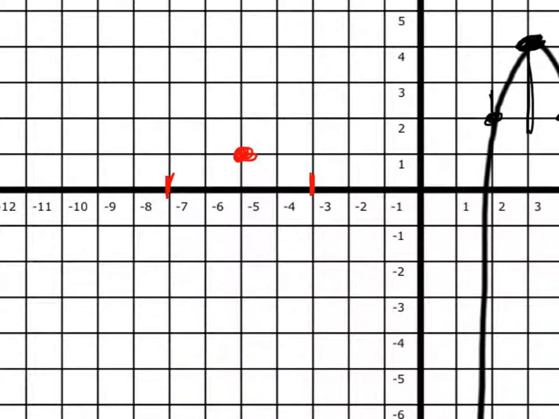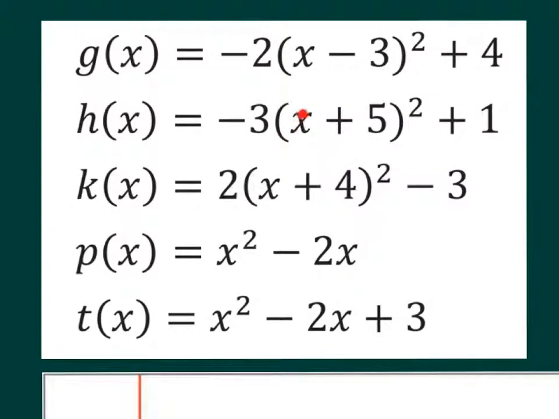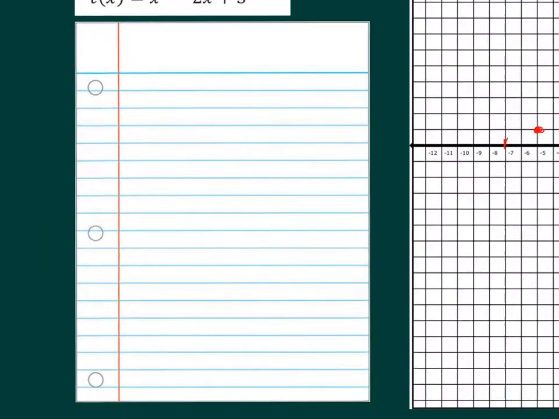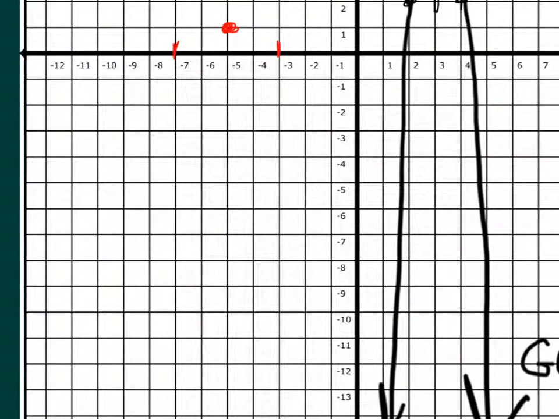If I put a -3 into that function, what is -3 plus 5? 2. What is 2 squared? 4. It is 4. 4 times a -3? -12. What's -12 plus 1? -11. So I plugged in a -3 and came back with -11. So it should be right here.